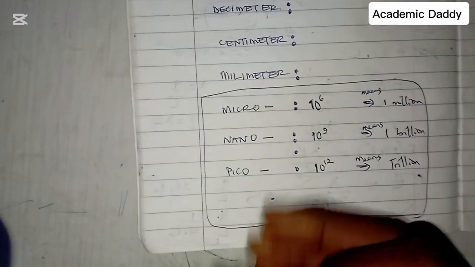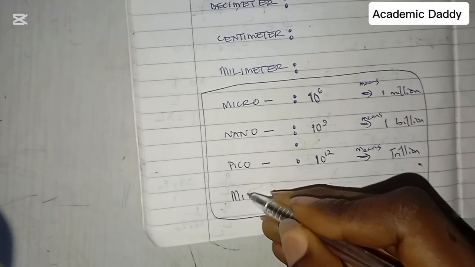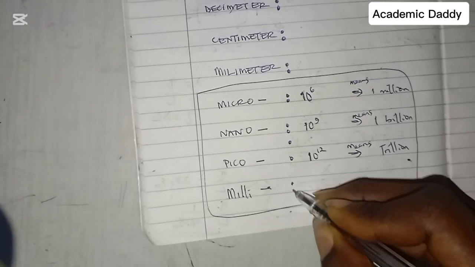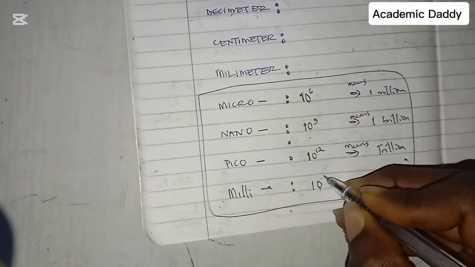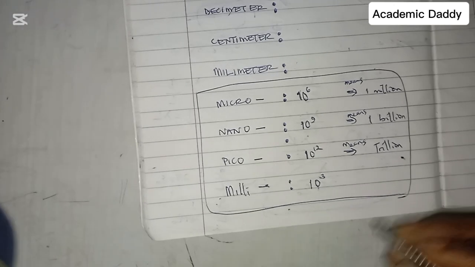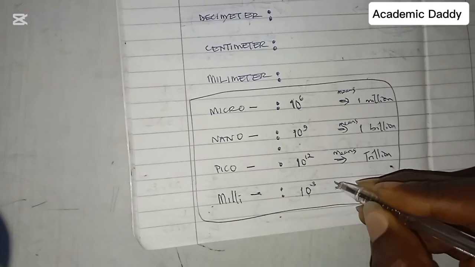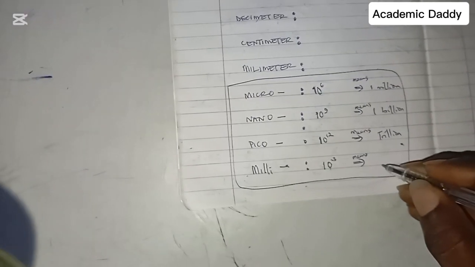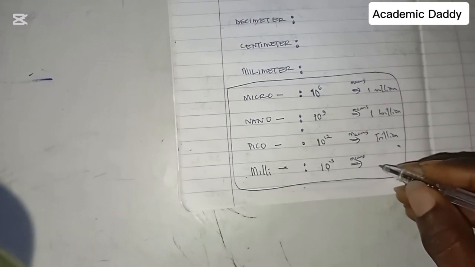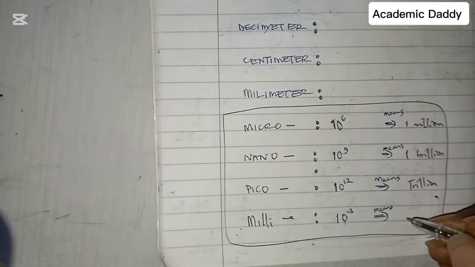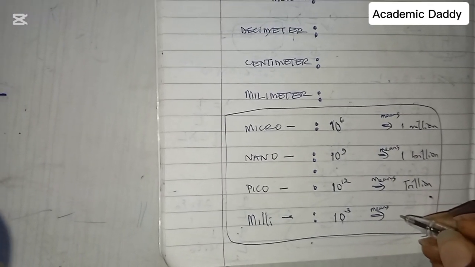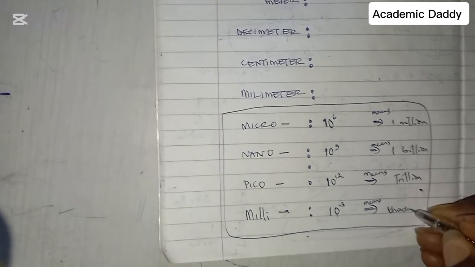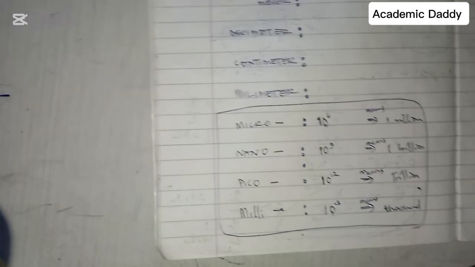Another one I want you to know is what we call milli. Anytime you hear milli, it simply means 10 raised to power 3. So for example, if I say millimeter, it means 1000 millimeter makes 1 meter. If I say millicoulombs, it means 1000 millicoulombs makes 1 coulomb. So it means thousands. I say 1000. So I want you to know this.